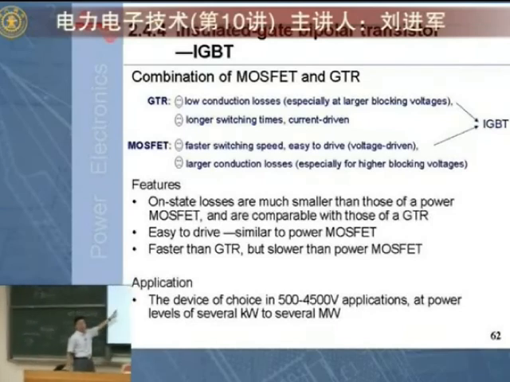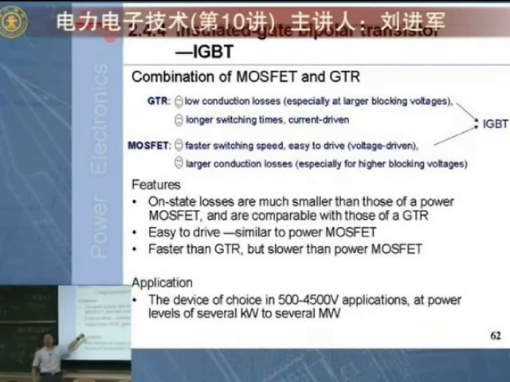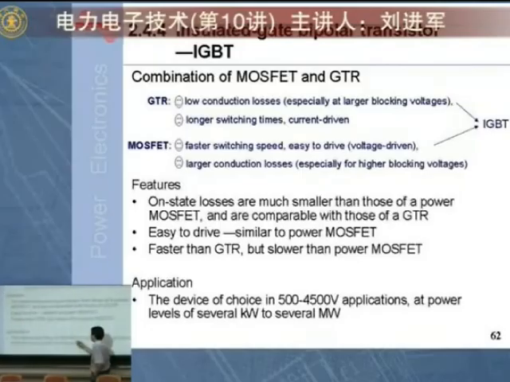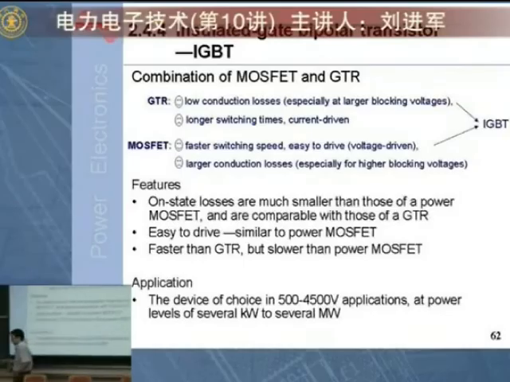And when this device came out, it tends to be the best one. It is almost much better than GTO, GTR, those devices. So GTO and GTR became obsolete. They are all replaced by IGBT. So far this device is widely used between 500 volts and 4,500 volts. The power range would be between several kilowatts to several megawatts. You always select IGBT. Let's see, how can we do that?